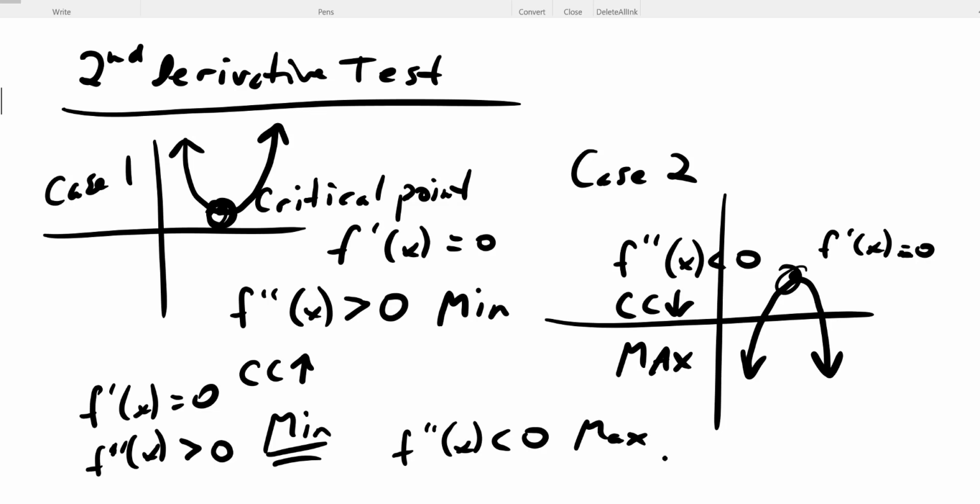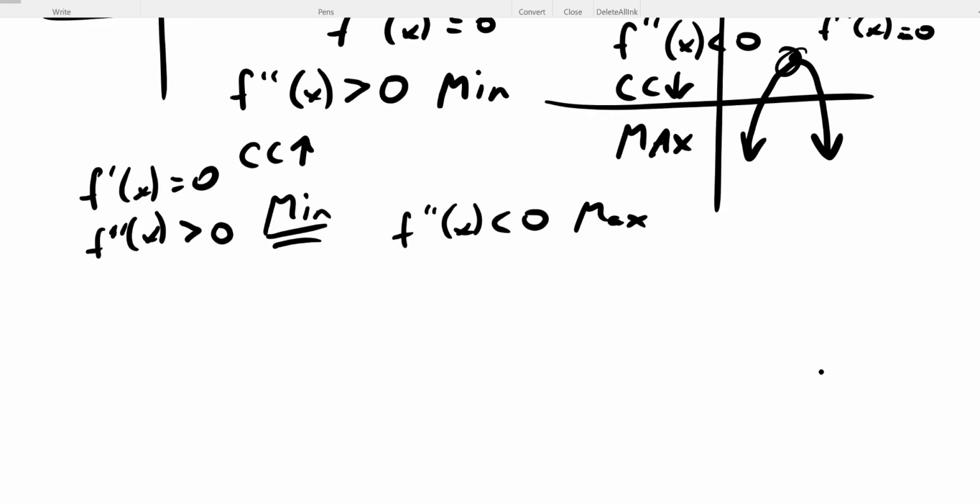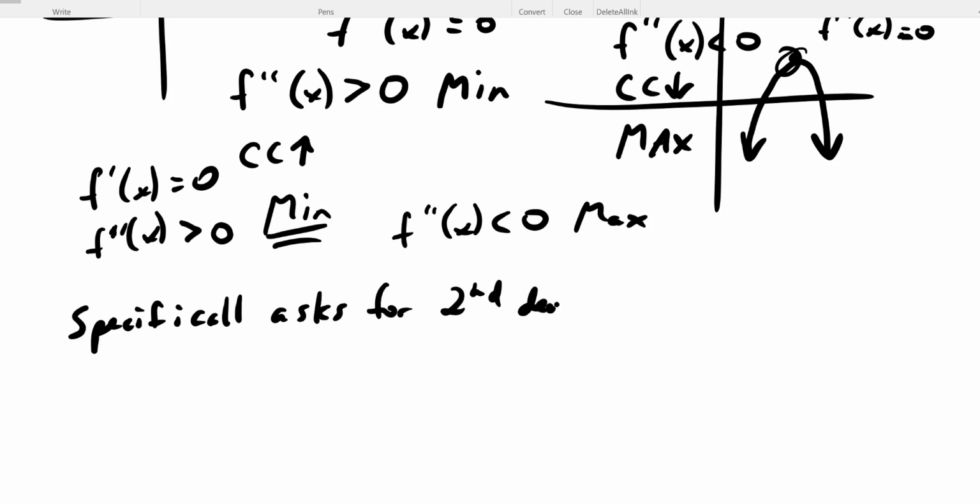Okay, so on a quiz or test, I would specifically say, hey, using the second derivative test. So I can kind of put that on here. Specifically asks for second derivative test.